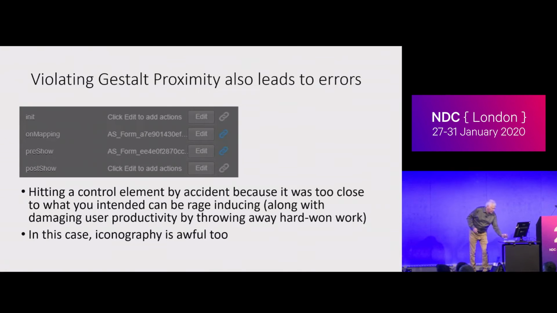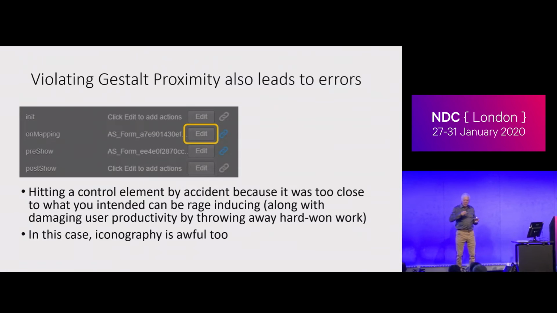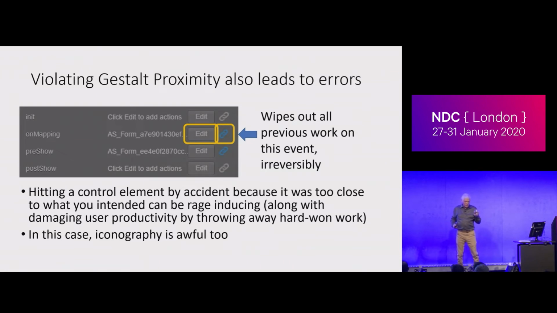I was working with a piece of software, a product that had the equivalent of code behind, and this is the button by which you would go edit the code behind. A lot of code behind was automatically generated for you. What this button did was wipe out your code behind without giving you any sort of warning it was going to do that. All right, that's bad design number one.